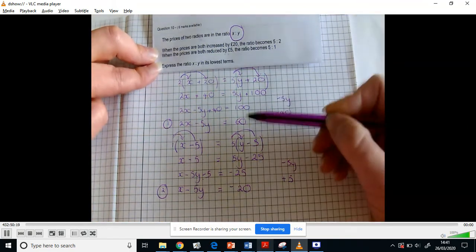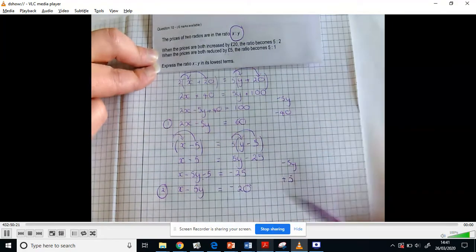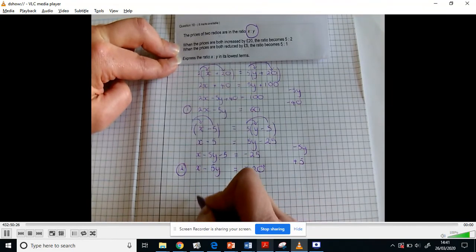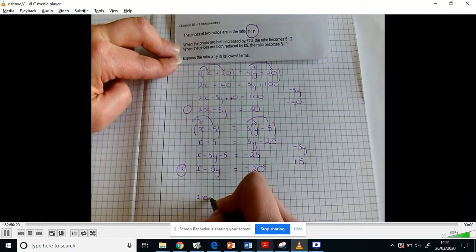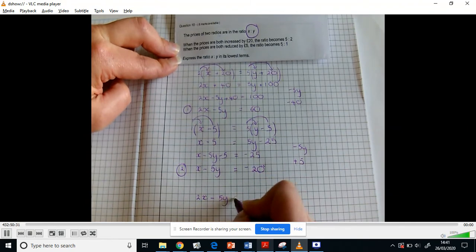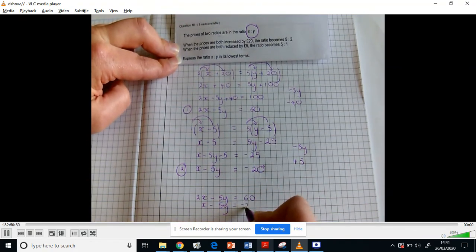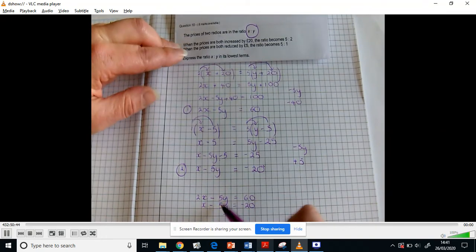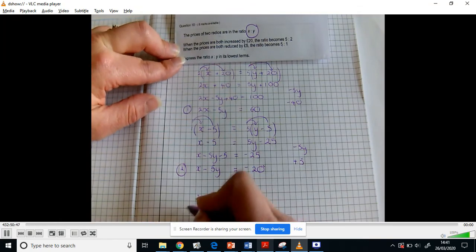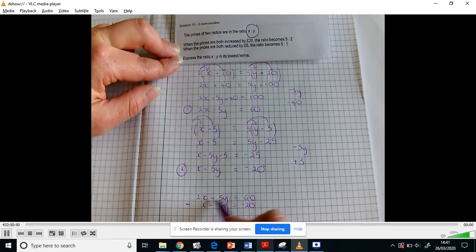Now I've got 2 simultaneous equations that I can solve. So let's just move this down and rewrite this out. I have 2x subtract 5y equals 60, and I have x subtract 5y equals negative 20. We'll see the y's have the same coefficient. If I subtract this one, negative 5 subtract negative 5 would cancel that out.